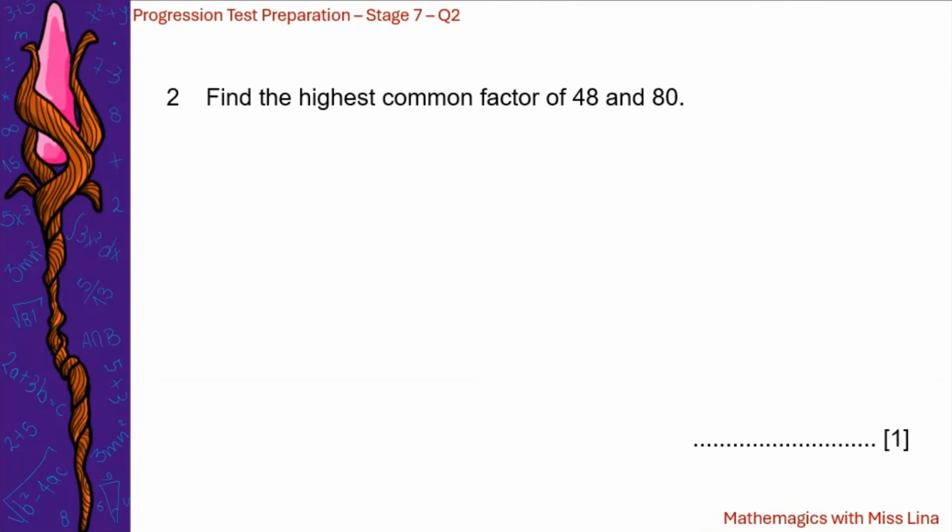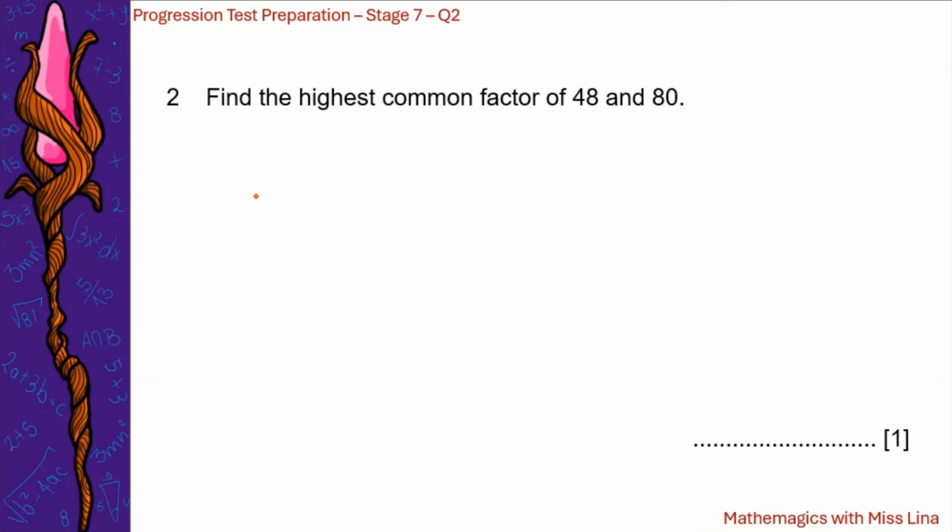Today we are going to check the second question of the progression test style questions of stage 7. This one is about the highest common factor and it's very straightforward. Find the highest common factor of 48 and 80. In the description, I leave you a video where I explain two methods to find the highest common factor.